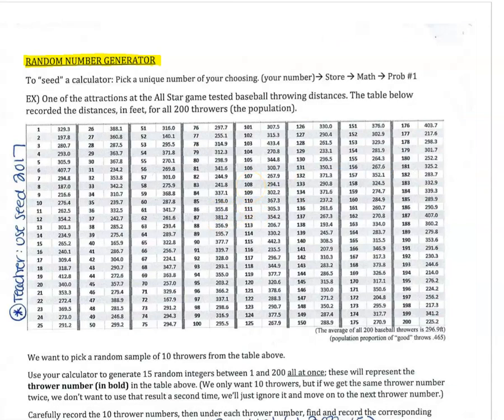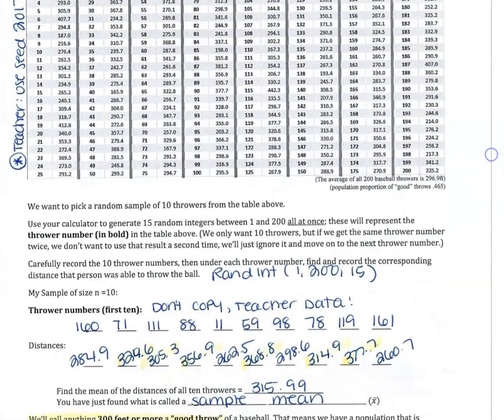One of the attractions of the All-Star game tested baseball throwing distances. The table below recorded the distances in feet of all 200 throwers. So this is our population of all of our All-Star players. So you're noticing that there's numbers down here. So every person has a number, and so on and so forth. And next to it is their corresponding distance that they threw. I want to randomly sample 10 throwers from the table above.